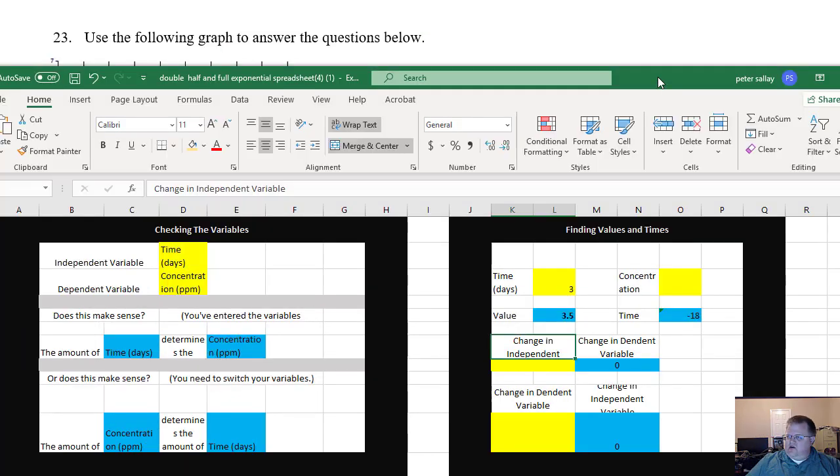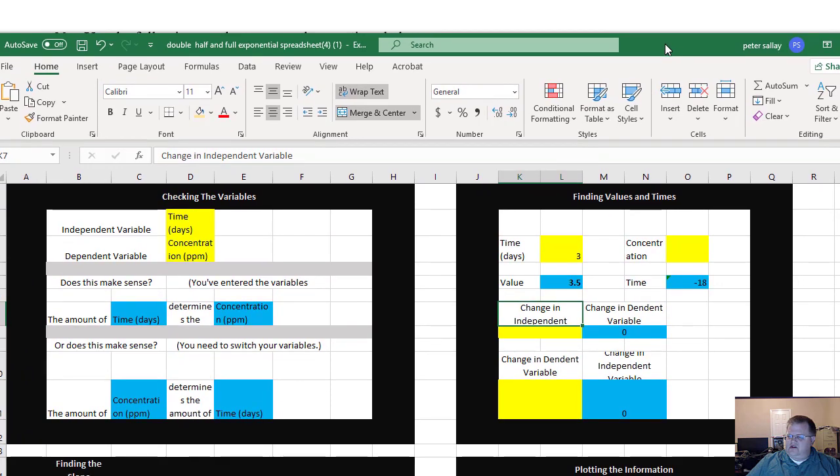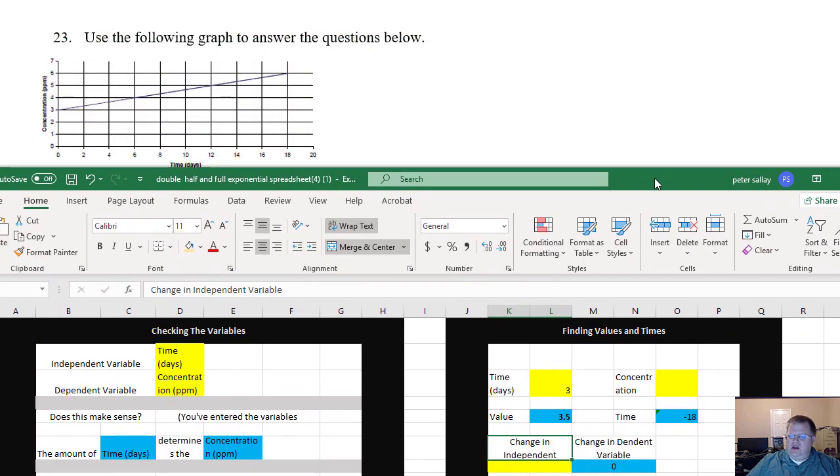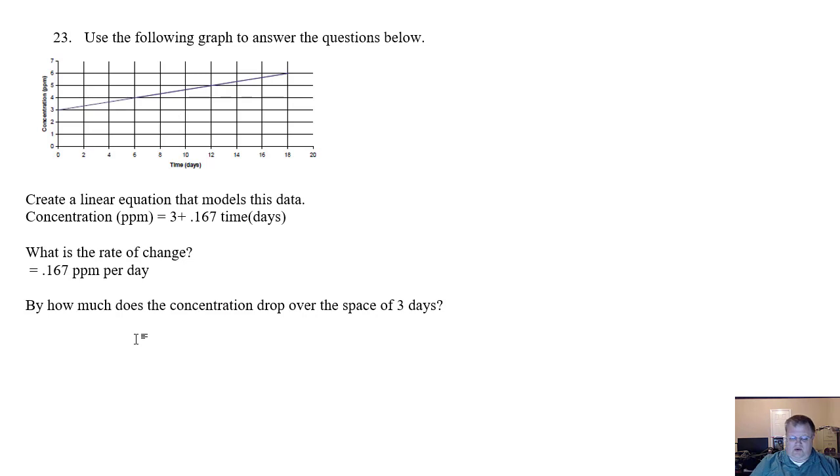Okay, so as I was saying, one way to do this is, we started at 3, so at day 3 we're at 3.5, so we went up 0.5. Or if my change in independent is 3, that means my change in dependent would be 0.5. Or the other way to do it is just graphically: if I go over 3 here, I can also visually see that I'm going over 0.5 there. So I don't know how many ways you want to look at this. Over a space of 3 days, the concentration changes by 0.5 parts per million.